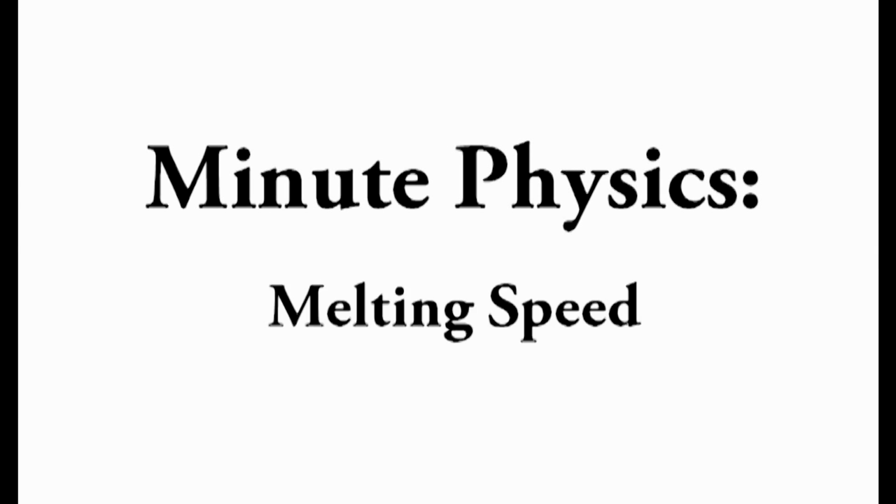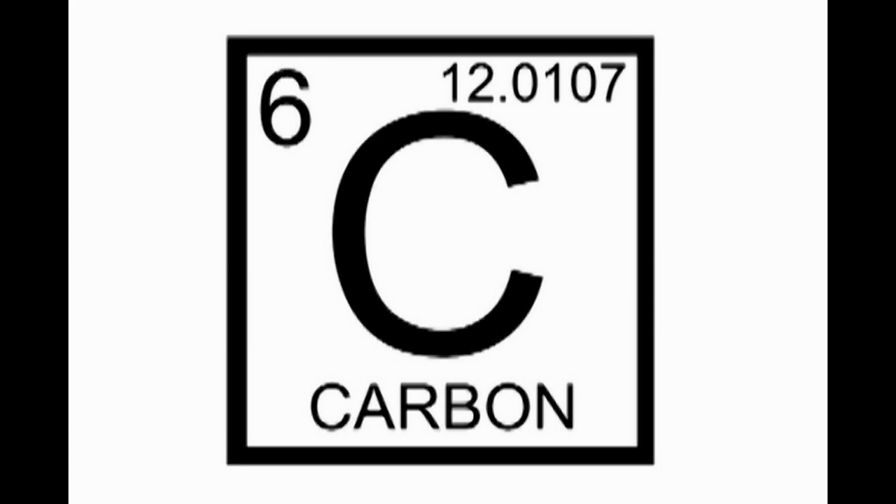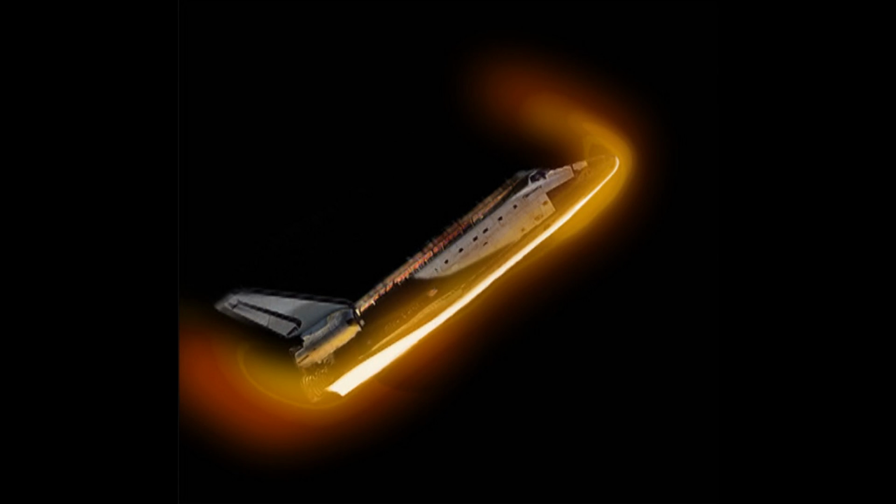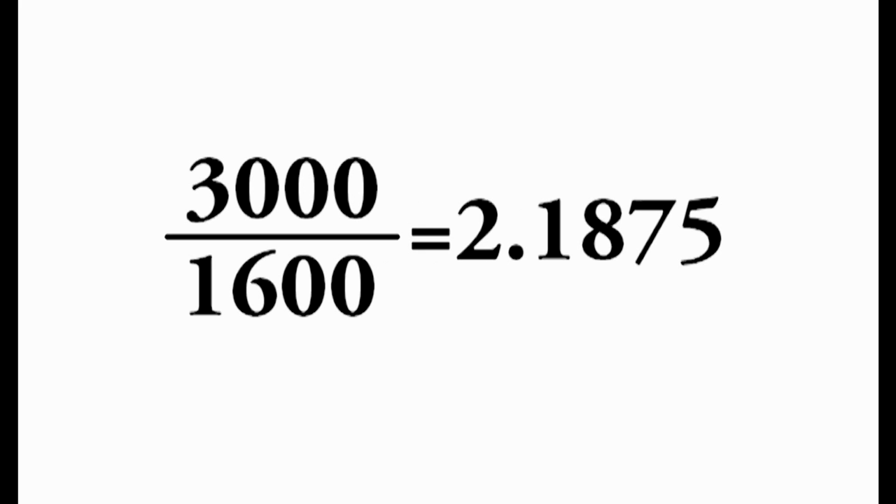Today in Minute Physics, we see how fast you need to go to melt. First, we see what the melting point of carbon is, because at a basic level, we are all made of carbon. Then, as a point of reference, we see how hot the leading point of a space shuttle gets when it comes back into the atmosphere. If you divide the melting point of carbon by how hot a spaceship gets, you get 2.1875.